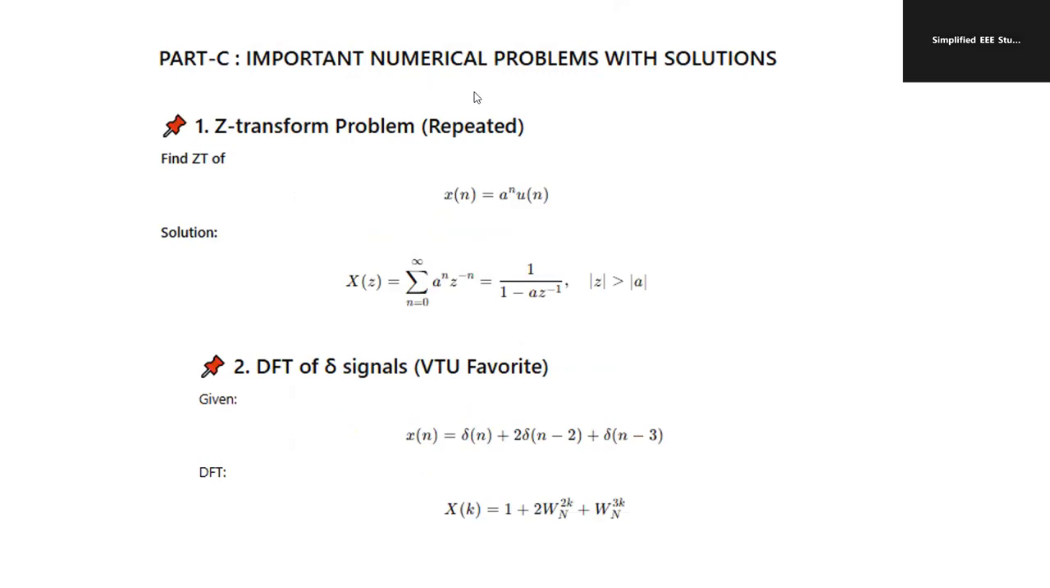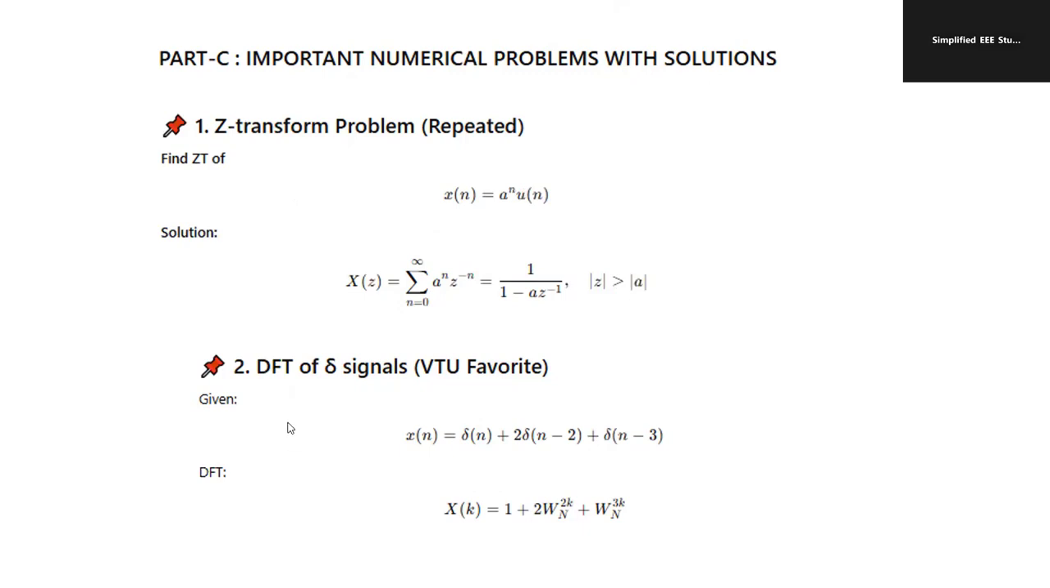Next are important numerical problems with solutions. In the case of Z transform, there is a repeated problem: x of n equal to a to the power n u of n. It may be the standard formula which you have already remembered. Use the formula X(z) is equal to the sum from n equal to 0 to infinity of a to the power n z to the power minus n. By simplifying, you'll get 1 by 1 minus a z to the power minus 1, provided capital Z is greater than k.